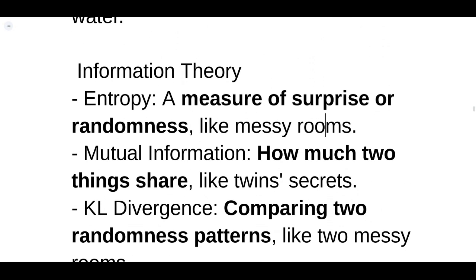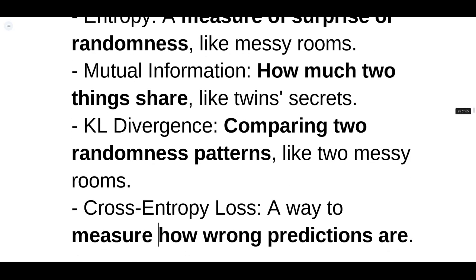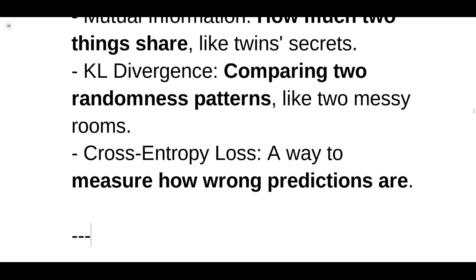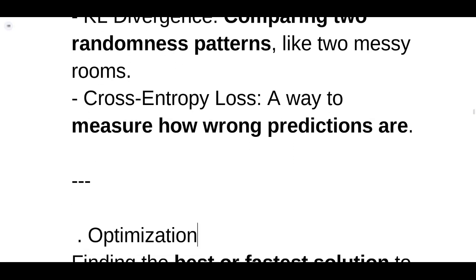Information theory, entropy, a measure of surprise or randomness. Mutual information, how much two things share. KL divergence, comparing two randomness patterns. Cross entropy loss, a way to measure how wrong predictions are.